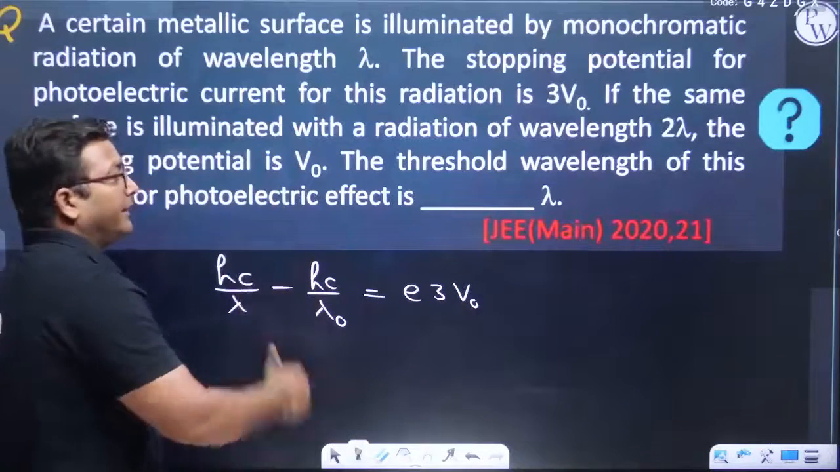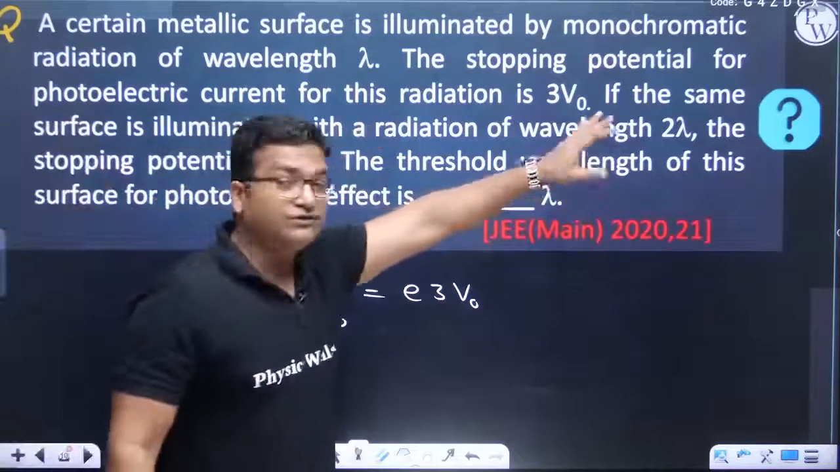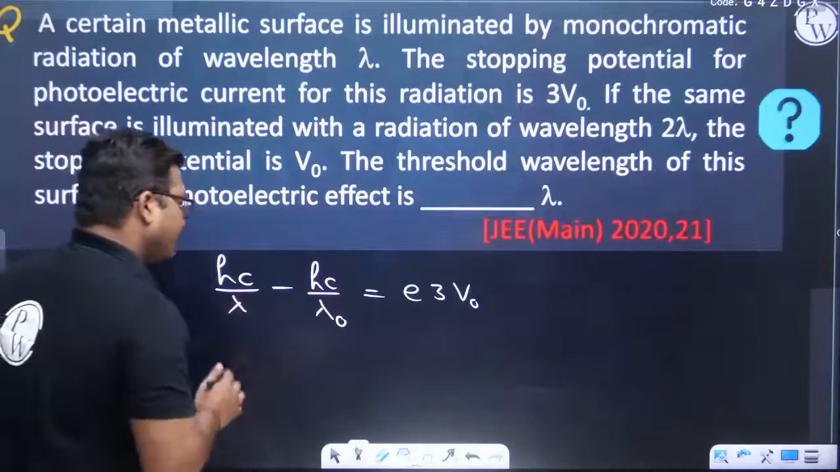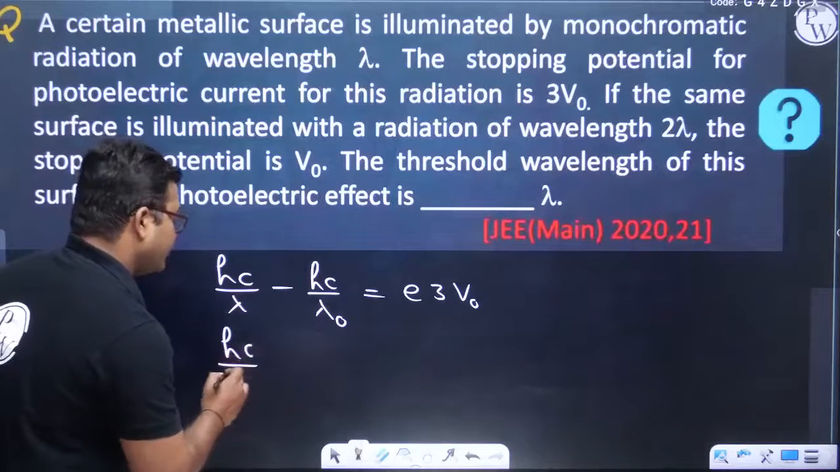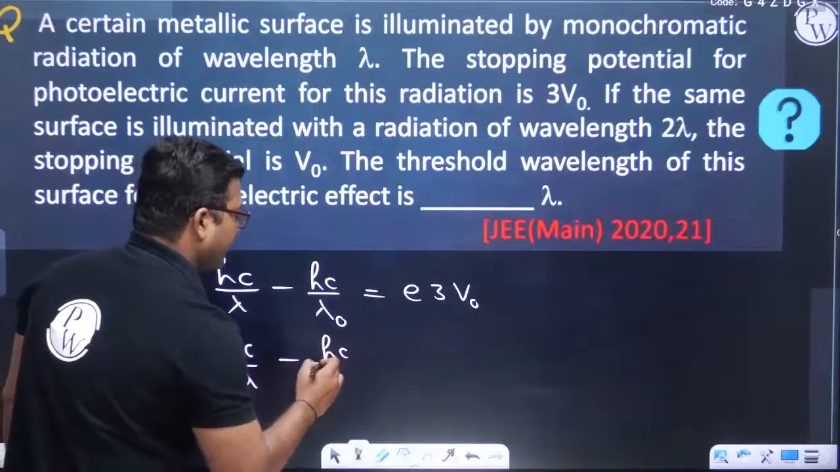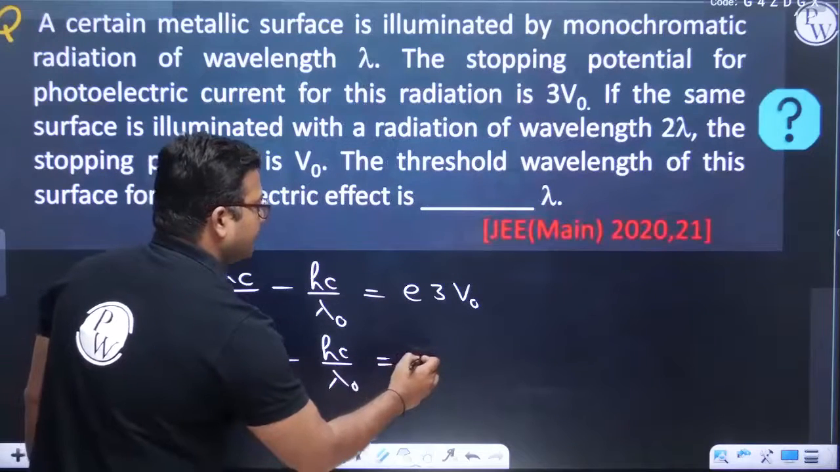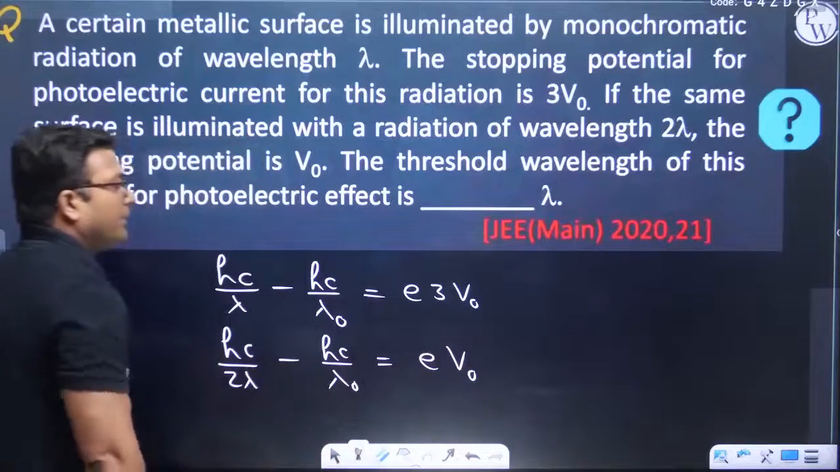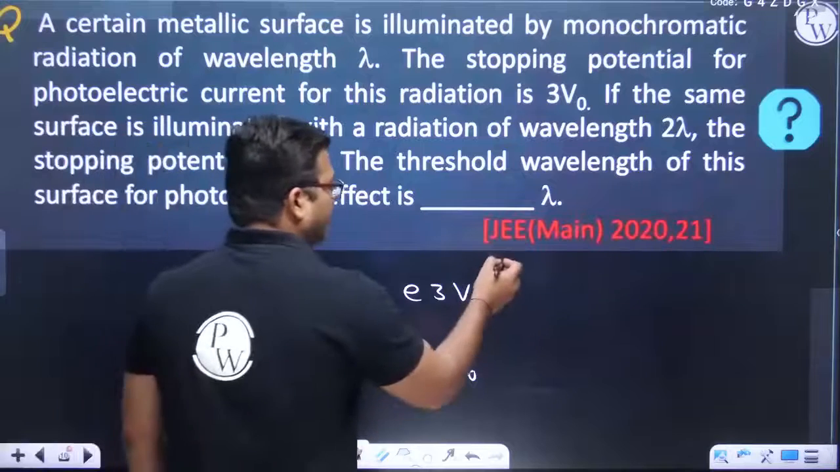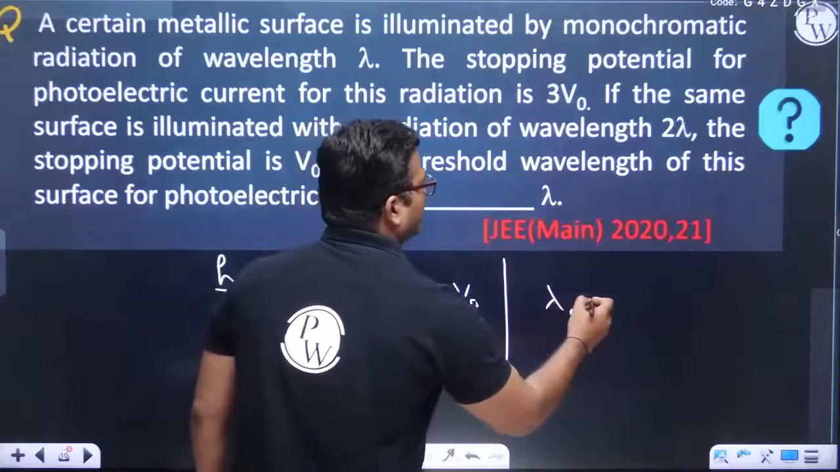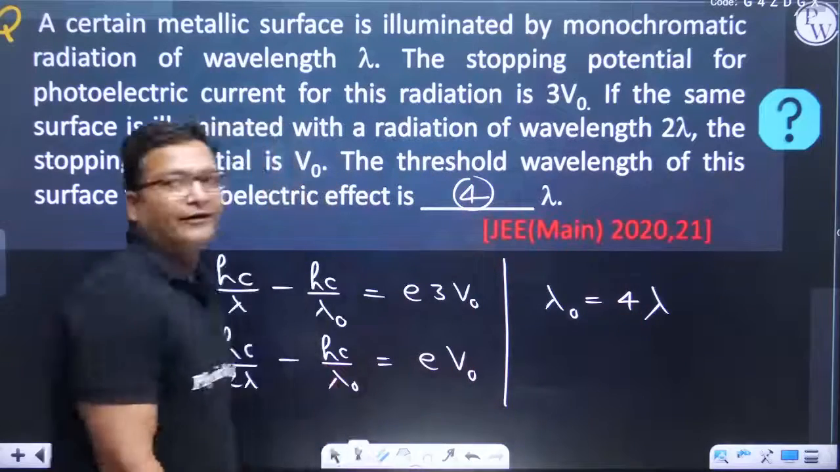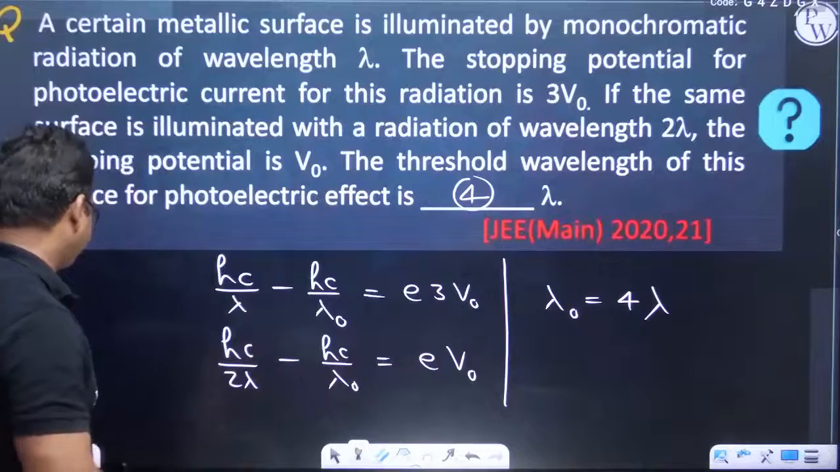And as they say next, if the radiation is of wavelength 2 lambda, the stopping potential is only V0, and the work function remains the same. So we can write hc by 2 lambda minus hc by lambda naught equals eV0. Now you divide these two and solve for lambda naught, and I'm sure you will get lambda naught as 4 times lambda. So the correct answer here is 4. Okay, so over to the next question.